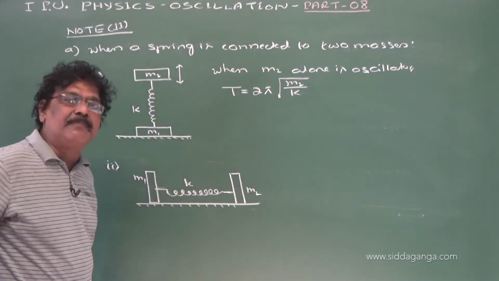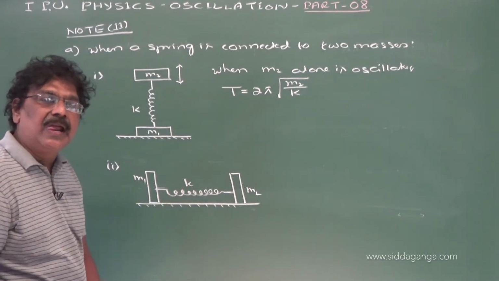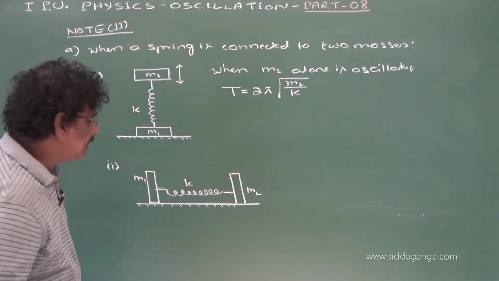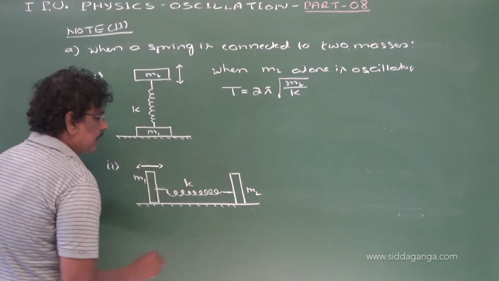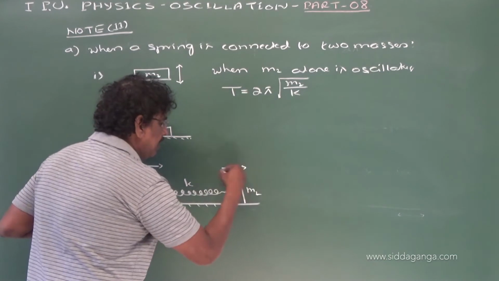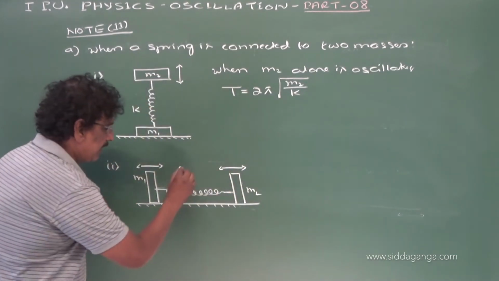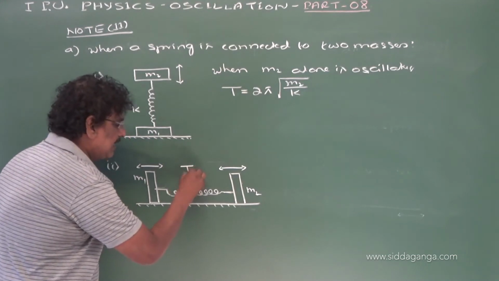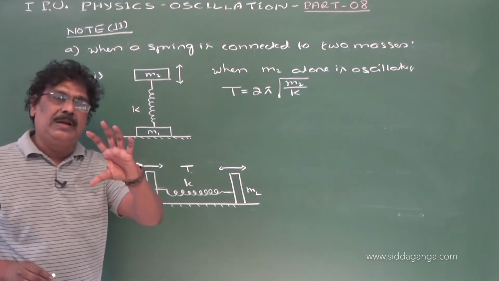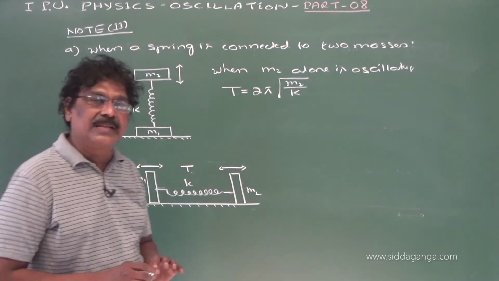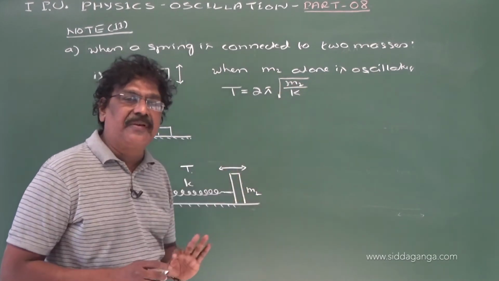Both are compressed. Both masses m1 and m2 begin to oscillate in the right horizontal direction, right? Both masses are oscillating here. Here only one mass m2 is oscillating. Suppose t is the time period here. When only one mass is oscillating, t is equal to 2 pi into square root of m by k.